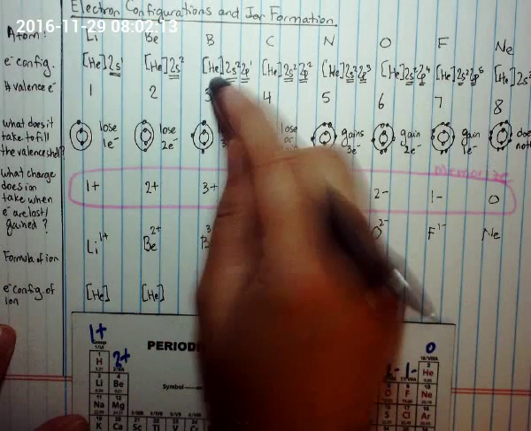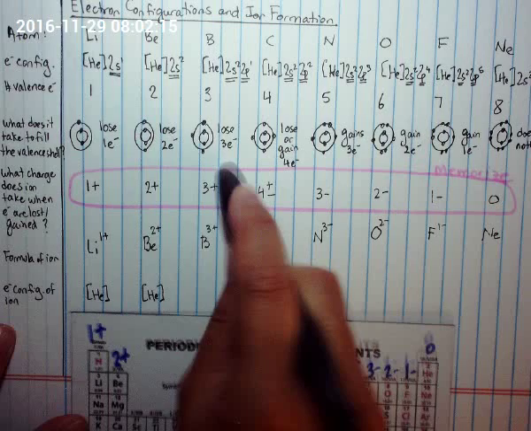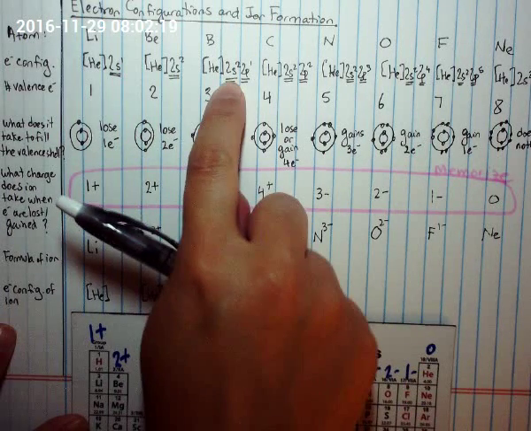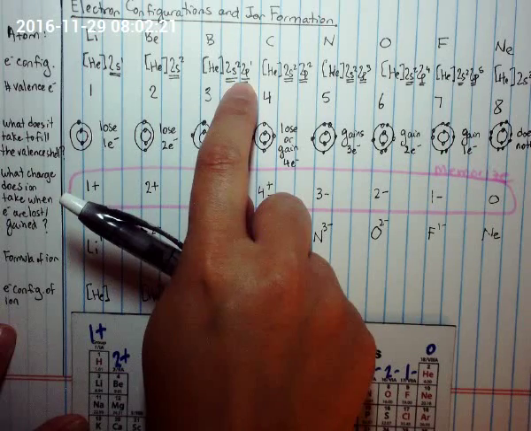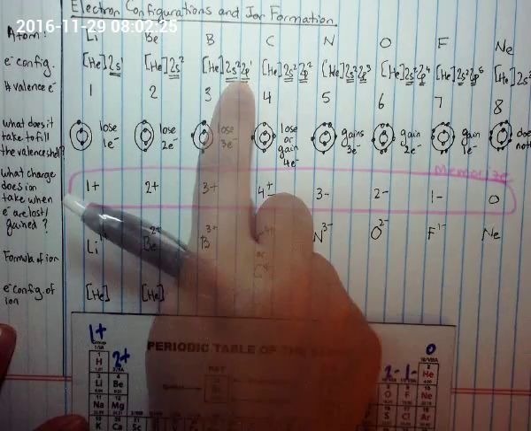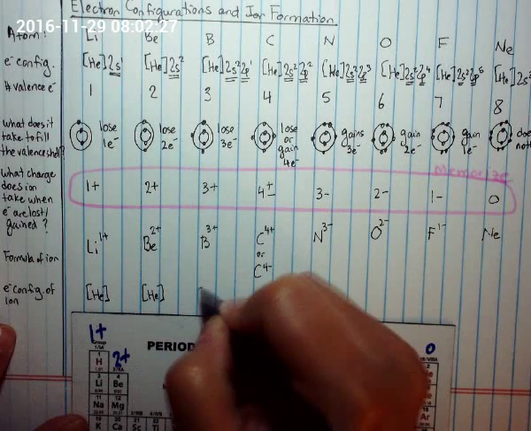All right, what about boron? What do we say boron does? Loses 3 electrons. So if I were to remove those 3 electrons that are on that second floor, the 2 that are in the 2s and the 1 that's in the 2p, what would you be left with? He.